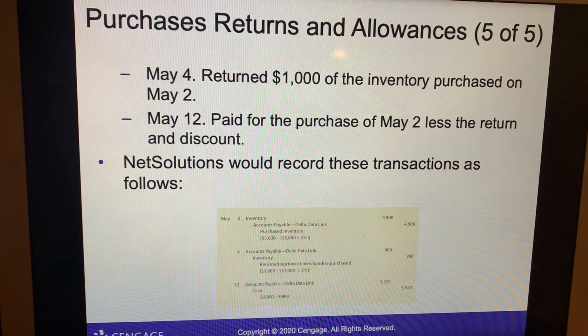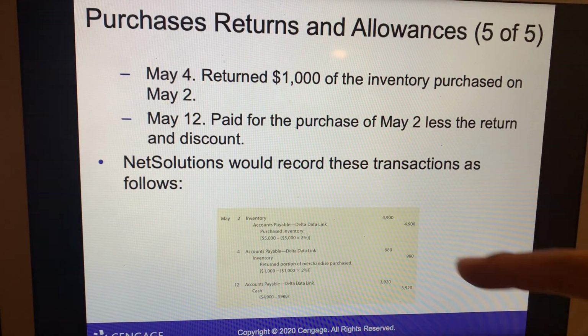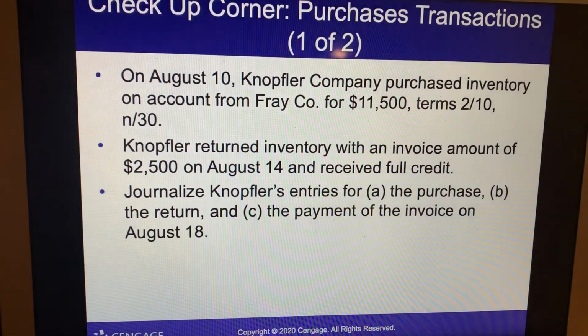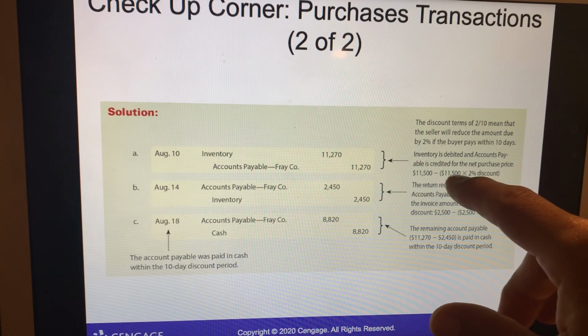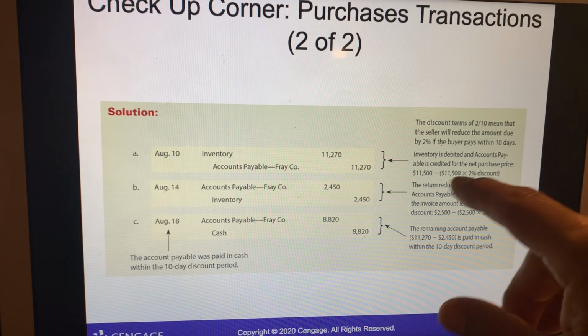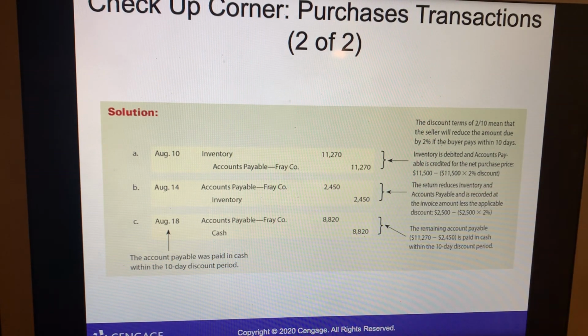So that's actually going to be very similar to this right here, this series of entries. So here we go. Inventory, $11,270. And don't forget, we're taking the discount. As you can tell right here, the $11,500 times the discount, so it's a minus there. That comes to $11,270 inventory. And we are going to credit accounts payable $11,270.